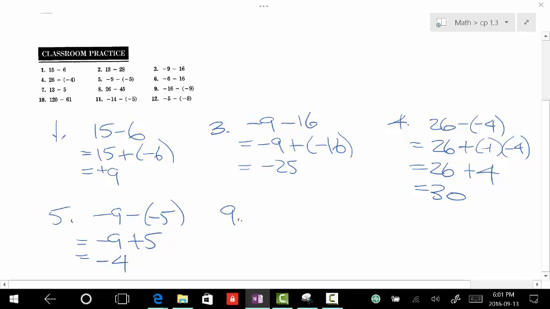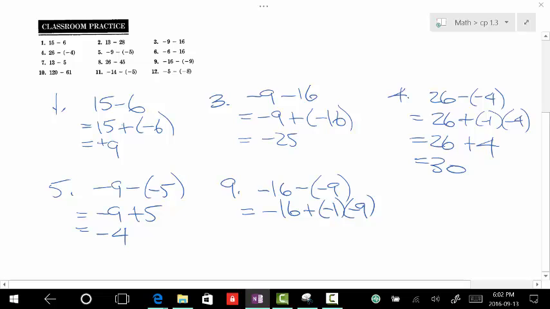Number 9 is minus 16 minus 9. Well, this is going to be the same as minus 16. And remember what I said, if you have a negative number in front of another negative number, where the negative is outside of the bracket like this, that's implying that this is the same as minus 1 times minus 9.